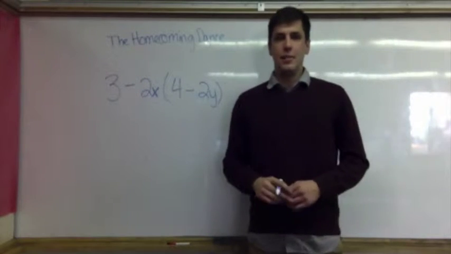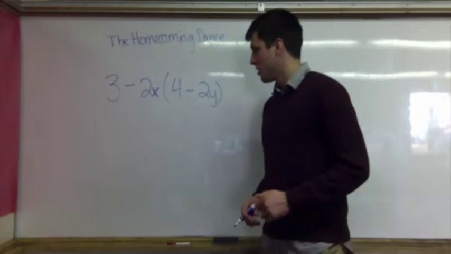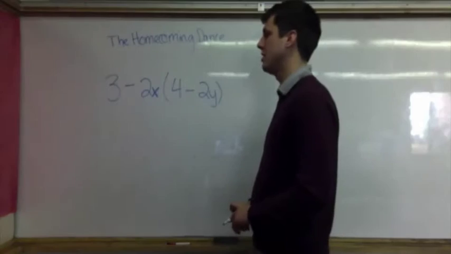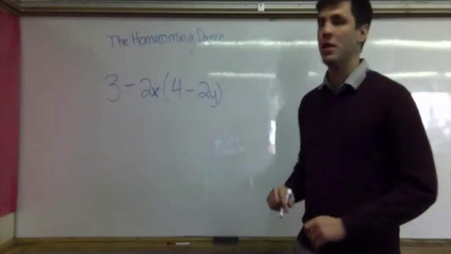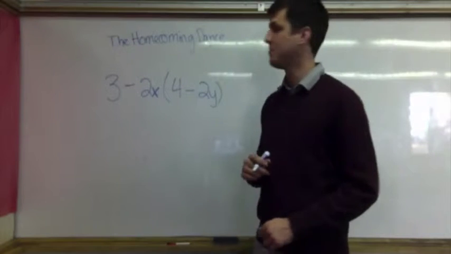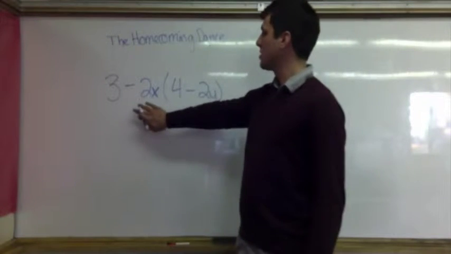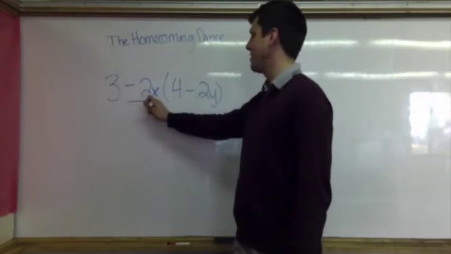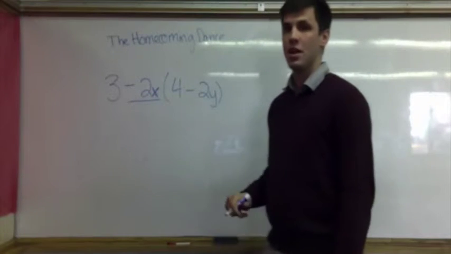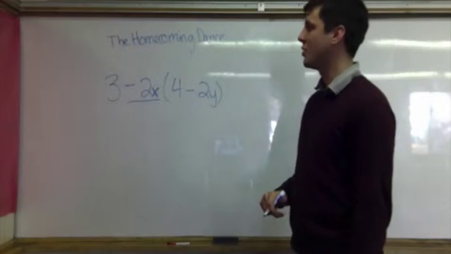All right, let's try a difficult problem. To do this problem, you need to go through this process. First thing that you need to do is find what term you're distributing and circle it. It looks like the term negative 2x is the term that is next to the parentheses. And so negative 2x is the term that's going to distribute.